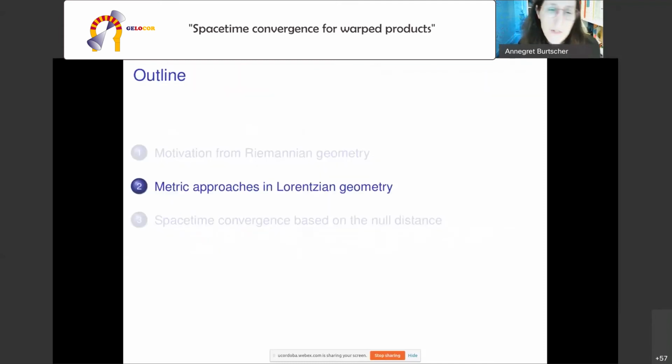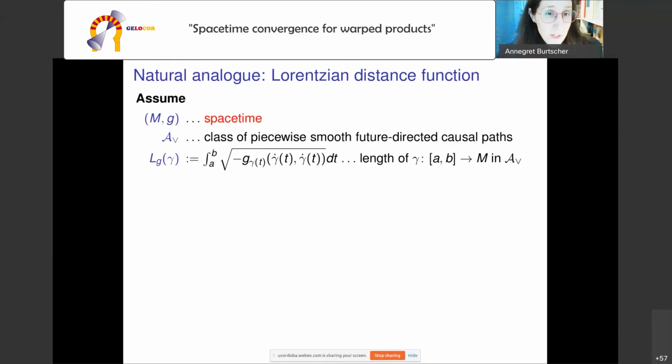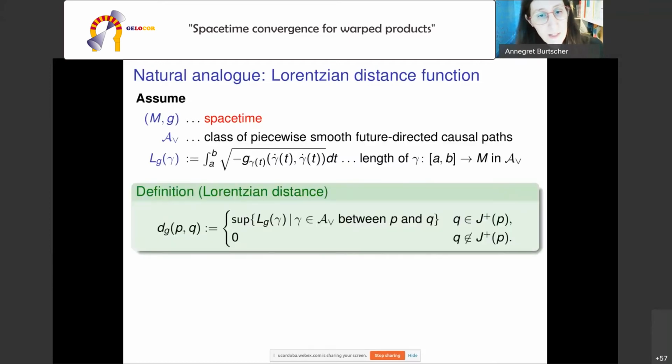Now we try to do the same thing in Lorentzian geometry, and there are obvious problems there. The first thing we want to do is pick a space-time, so a time-oriented Lorentzian manifold. Again, we pick a class of curves, and now we take piecewise smooth future-directed causal paths and assign arc lengths to them. Then the Lorentzian distance can be defined for any two points that are causally related, and it is the supremum of the arc length over these paths.